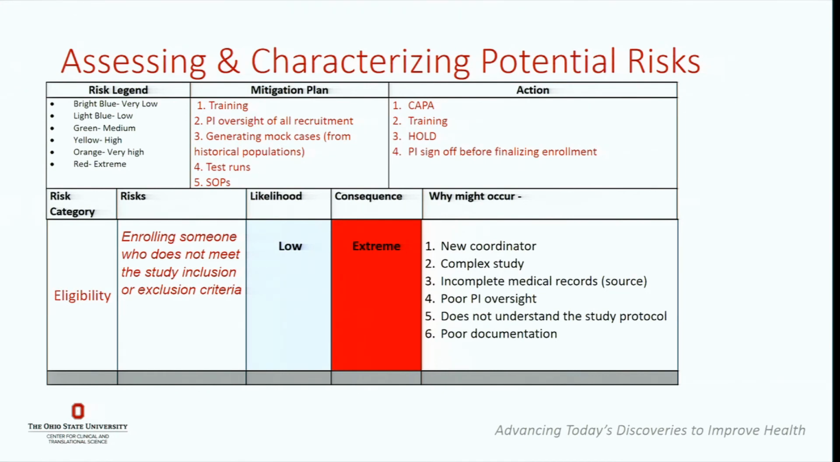So what's the risk of enrolling? And we're going to say, oh, there's a low risk, that we know what we're doing. That'll never happen. But the consequence if we enrolled somebody who was not eligible in the trial is extreme. That's a bad thing, right? Because you possibly expose somebody who doesn't qualify for the study to a risk, the investigational agent, or you have introduced failure to your trial in the intent to treat statistics.